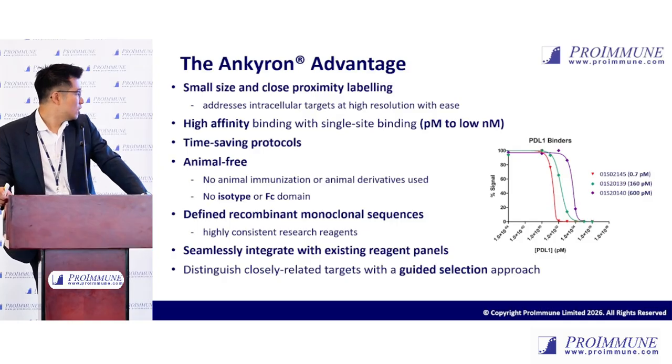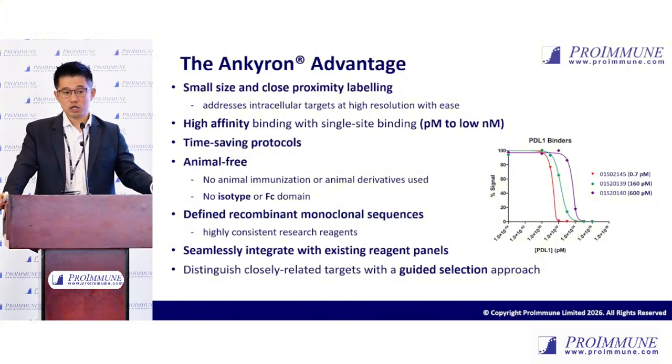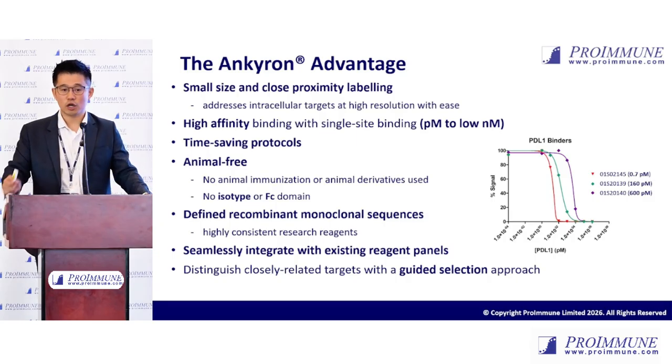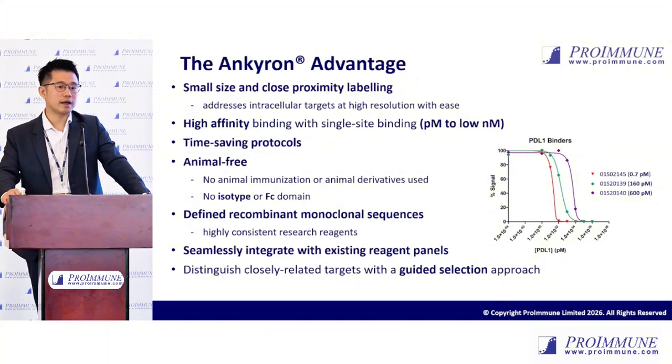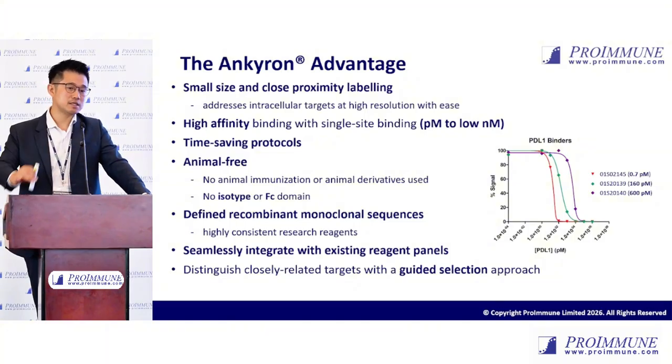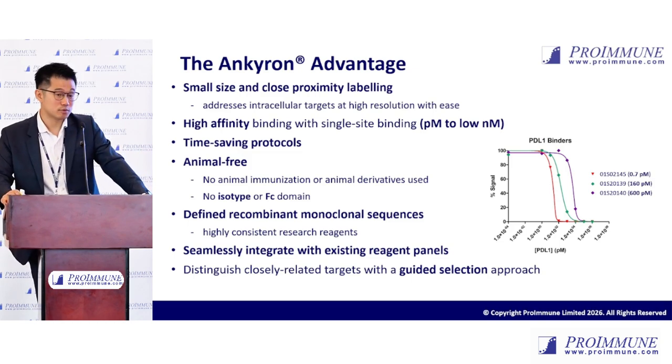That can integrate very nicely with your cocktail of antibodies that you know is really working well. Another key advantage of the Ankyrons is that we can perform a guided selection to distinguish between very similar proteins that are just off by one amino acid, and that can increase the specificity of the clones generated against the protein of your interest. So we can identify clones that are more specific against your target, instead of other proteins that are closely related in terms of sequence.